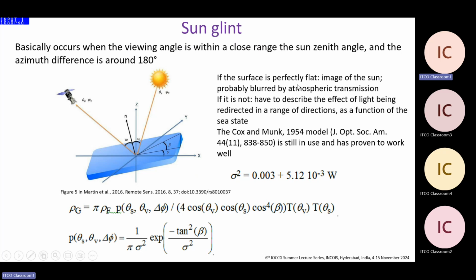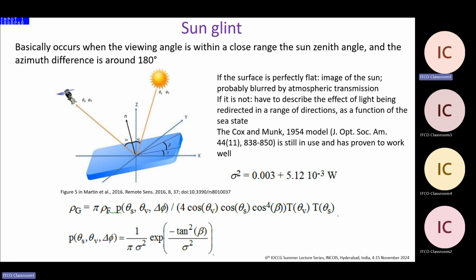So again, we go back to this Cox and Munk model that John introduced and which is still in use in, I think, all current processing chains for atmospheric correction. So it's basically a simple equation that is deriving from the wind speed W here, this sigma square, which is the probability distribution of the wave slopes, and then you can derive analytically what the glint reflectance would be, knowing this geometry and this sigma, which is here, okay? So you can do this.